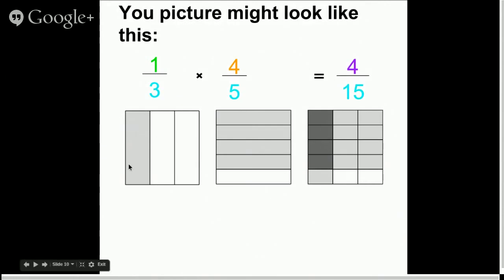So you've got 1 out of 3 shaded in here, a box that's the same size. 4 out of 5 of them are shaded in. If I squish these boxes together, there's 15 total boxes in there, and 4 of them are overlapping, a little darker. So the answer is 4/15, and simpler.